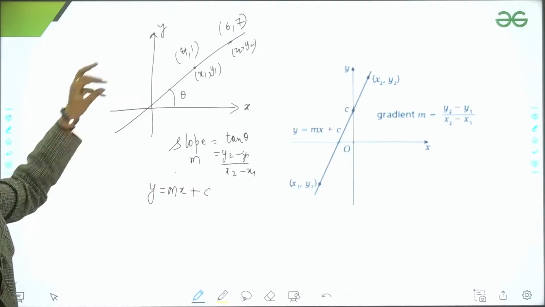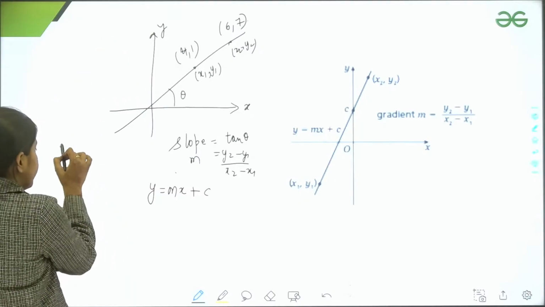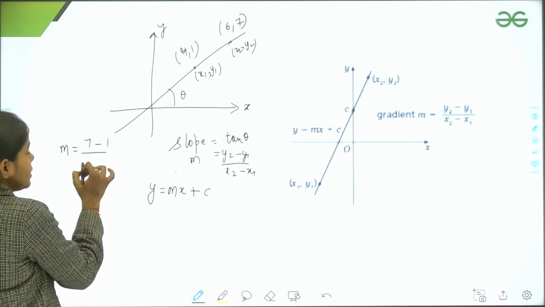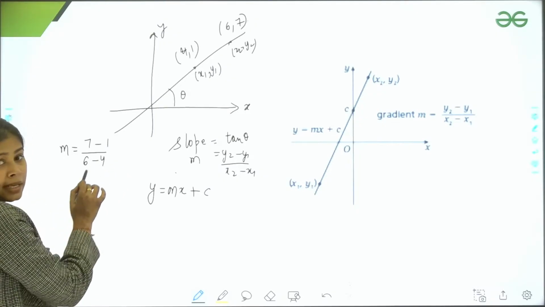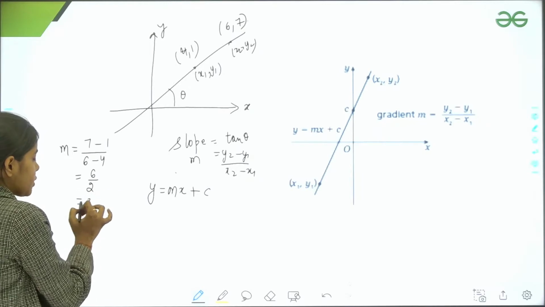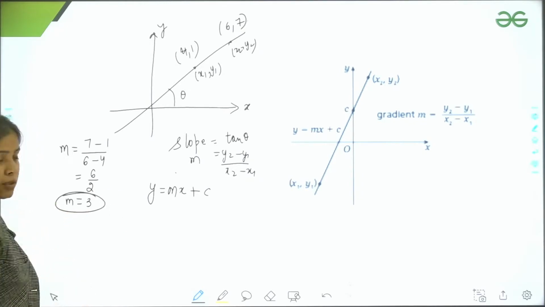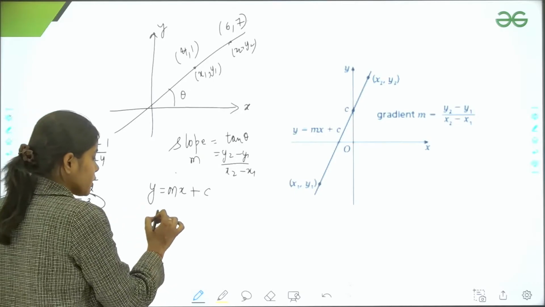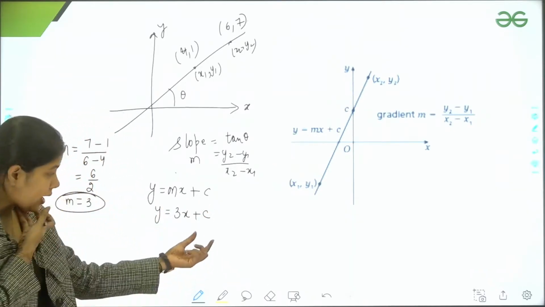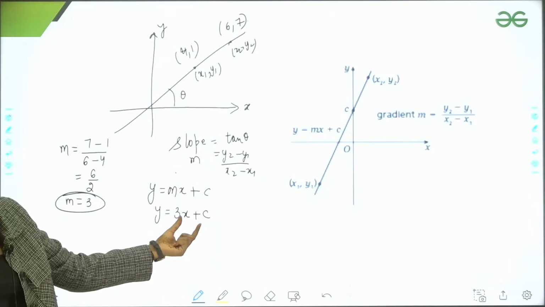Okay, so let's suppose these are the points. What I have done is find the slope. Slope is 7 minus 1 upon 6 minus 4, right? 7 minus 1 upon 6 minus 4 is 6 by 2, and we'll get the slope of the line, that is 3. Slope I got as 3. y = 3x + c. This is the equation. But here I have to find c as well for the equation of a line.